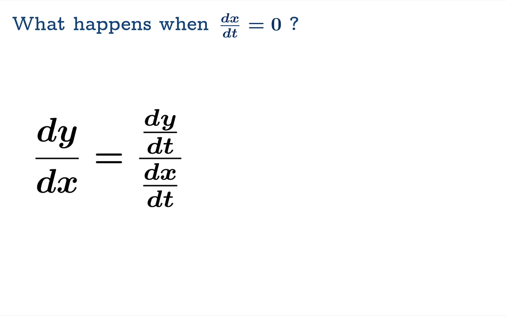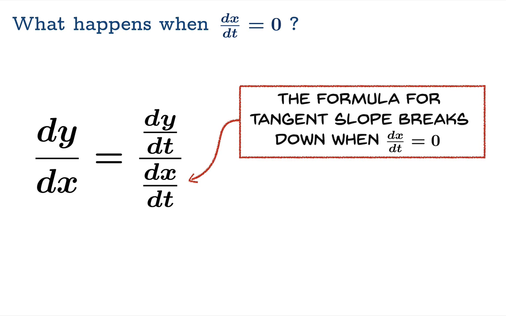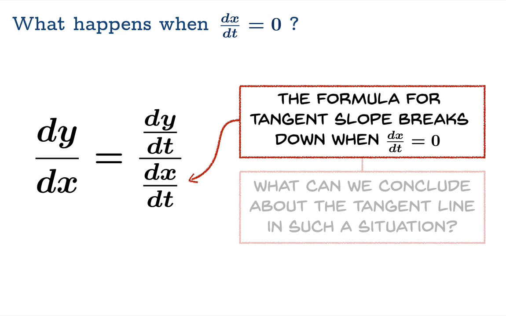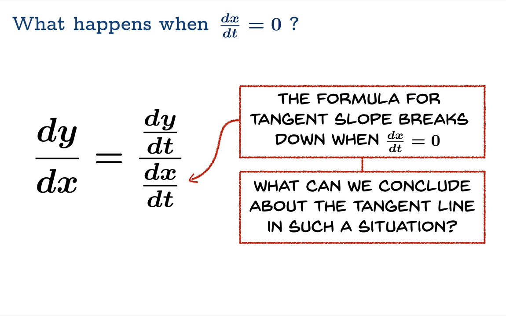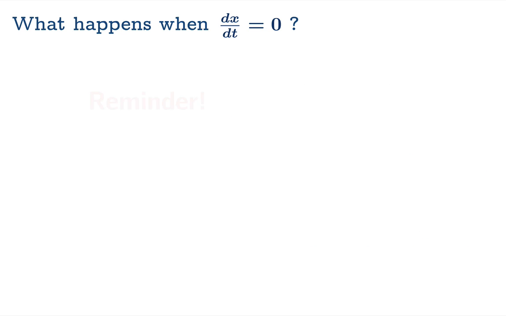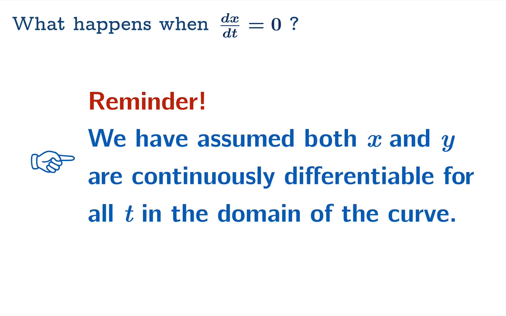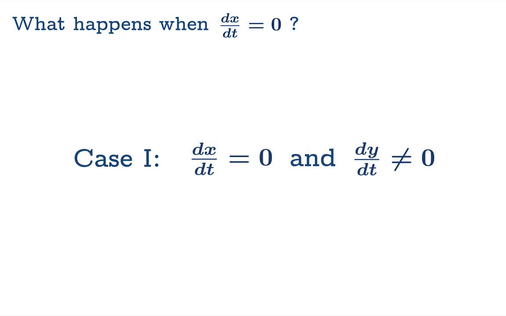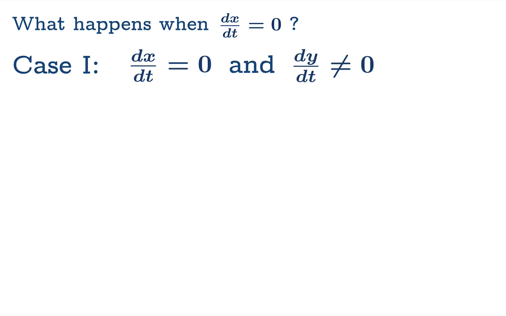When dx/dt is 0, the formula for the tangent slope breaks down because we will be attempting to divide by 0. So the general question here is, what can we conclude about the tangent line in such a situation? Now, a reminder, we've assumed that both x and y are continuously differentiable for all t, and we're going to use that fact throughout. So we're going to take case 1. We're going to assume that dx/dt is 0 and simultaneously dy/dt is not 0.